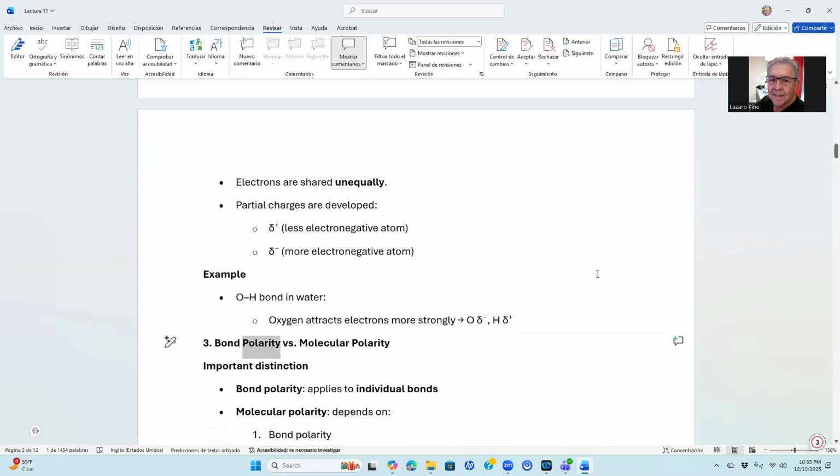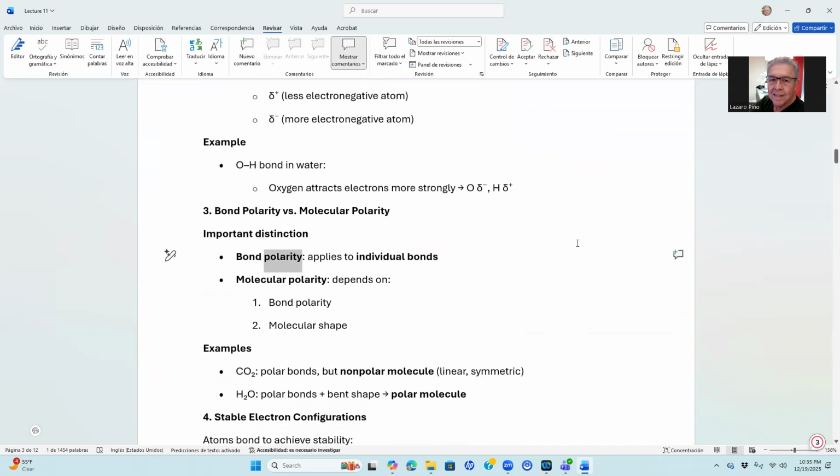3. Bond polarity versus molecular polarity. Important distinction. Bond polarity applies to individual bonds. Molecular polarity depends on bond polarity and molecular shape. Examples: CO2 has polar bonds, but is a nonpolar molecule because it is linear and symmetric. H2O has polar bonds plus a bent shape, making it a polar molecule.